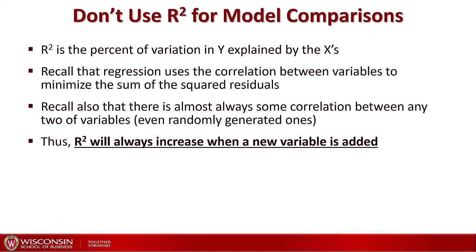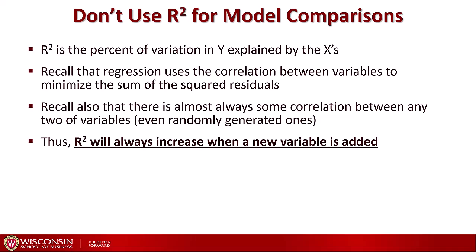Now, before we jump into what adjusted R-squared is, I want to start with a discussion on why we do not want to use the standard R-squared, also called multiple R-squared, for model comparison. First, recall that R-squared is a percent of variation in Y that's explained by the x's. Recall that regression uses the correlation between variables to minimize the sum of the squared residuals, and that this sum of squared residuals is also in the numerator of the R-squared formula.